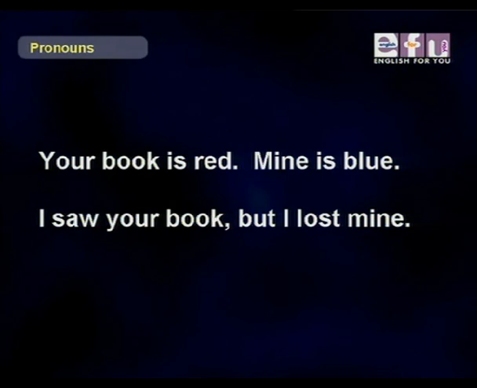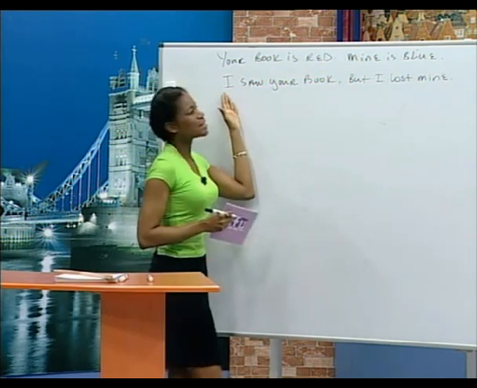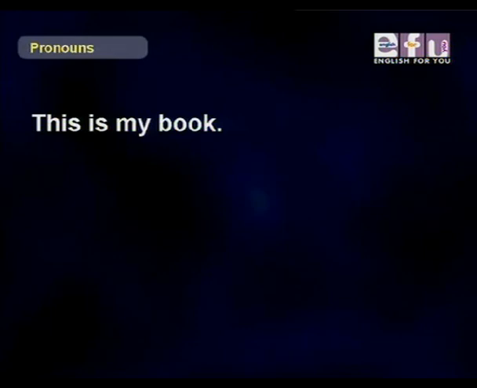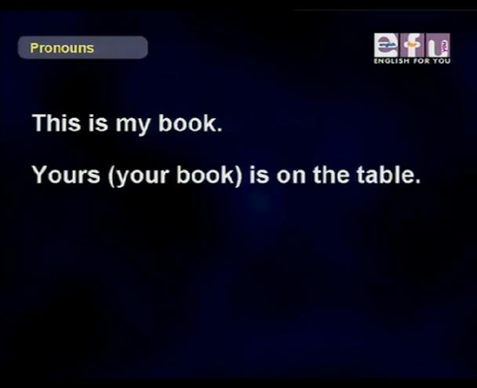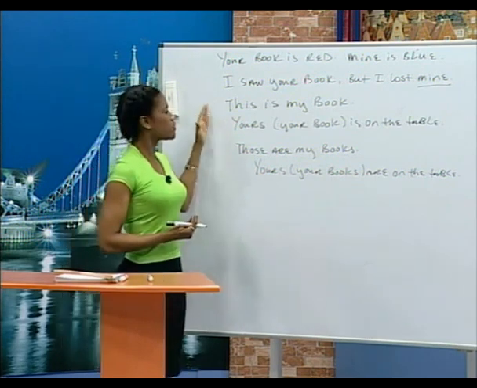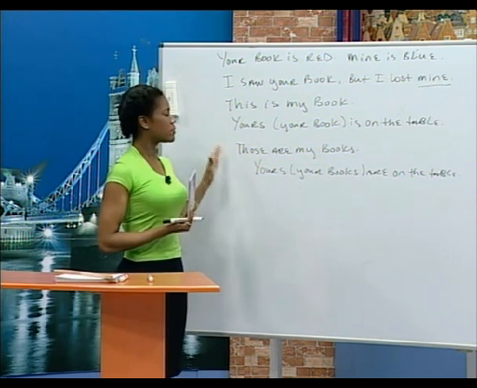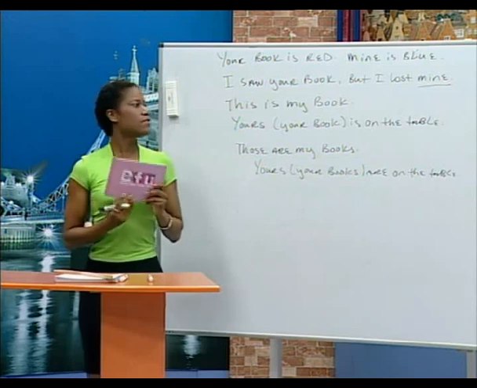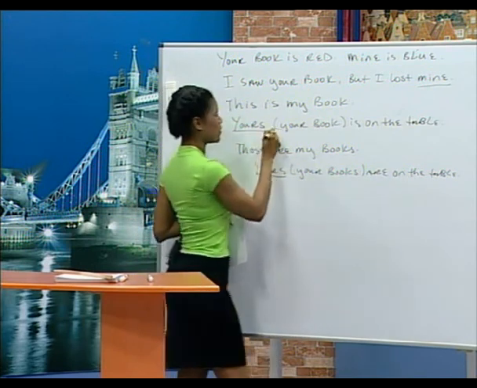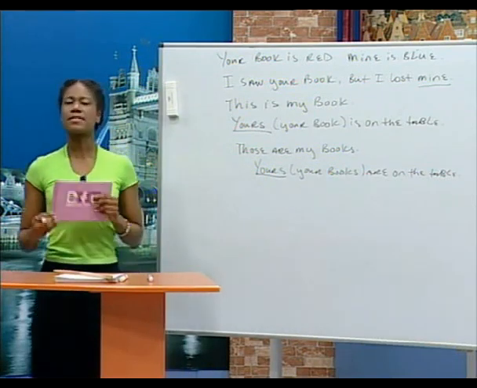I saw your book, but I lost mine. Look at these sentences. This is my book. Yours, your book, is on the table. Those are my books. Yours, your books, are on the table. Let's repeat. This is my book. Yours is on the table. Those are my books. Yours are on the table. Notice that even when a pronoun ends in S, it's either singular or plural.